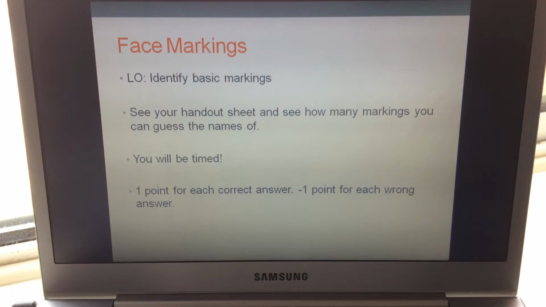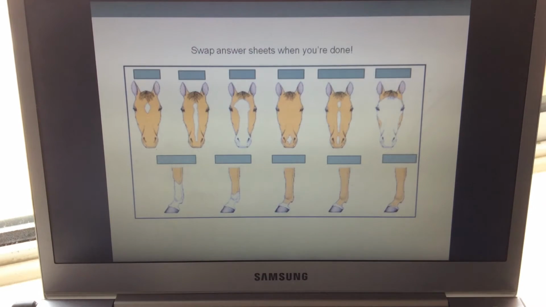And here you can see at the bottom the point system was there was 1 point for each correct answer and minus a point for each wrong answer. As we went through, again, group 1 engaged in discussion quite a lot.